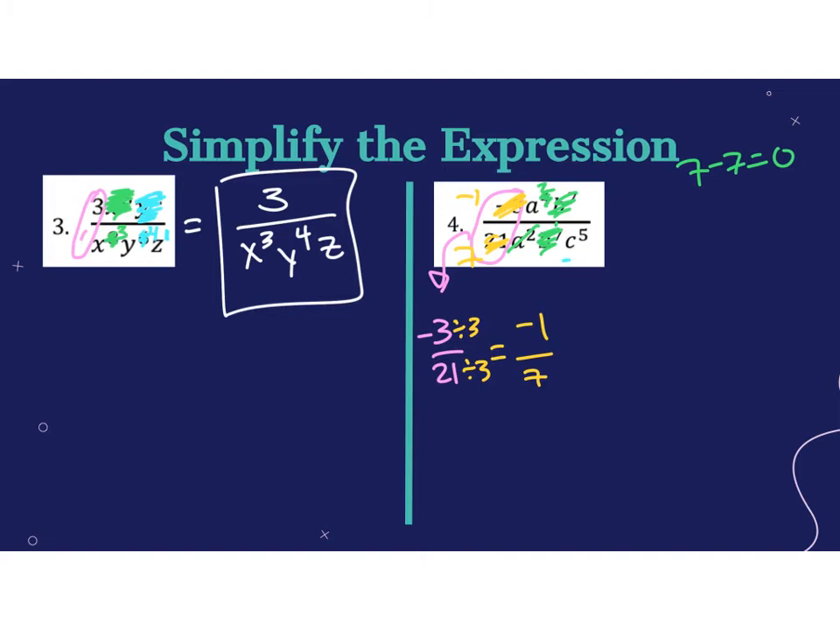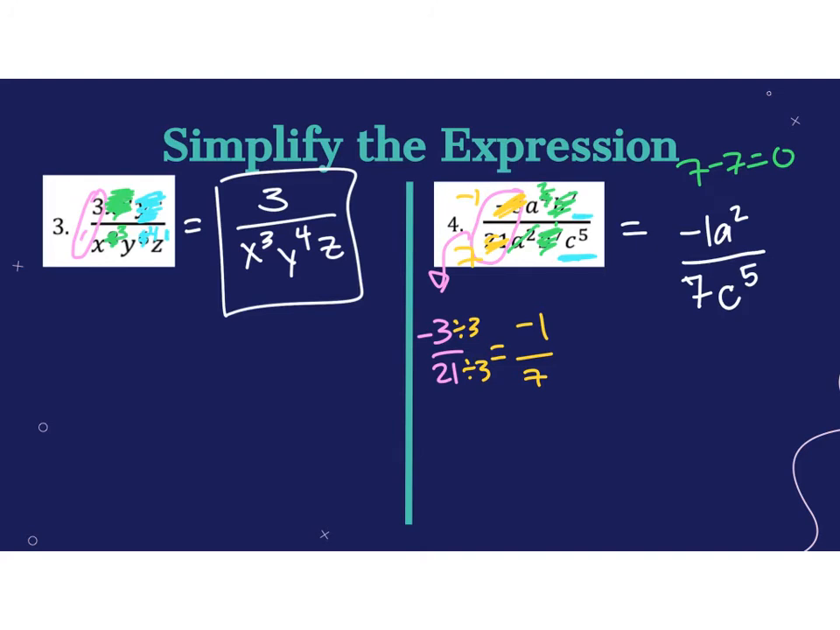And then the c's, there's no c's on the top. So my c to the 5th on the bottom is just going to stay the way that it is. So now let's write out our simplified expression. On the top, I have that negative 1 times a squared. On the bottom, I have 7 times c to the 5th.